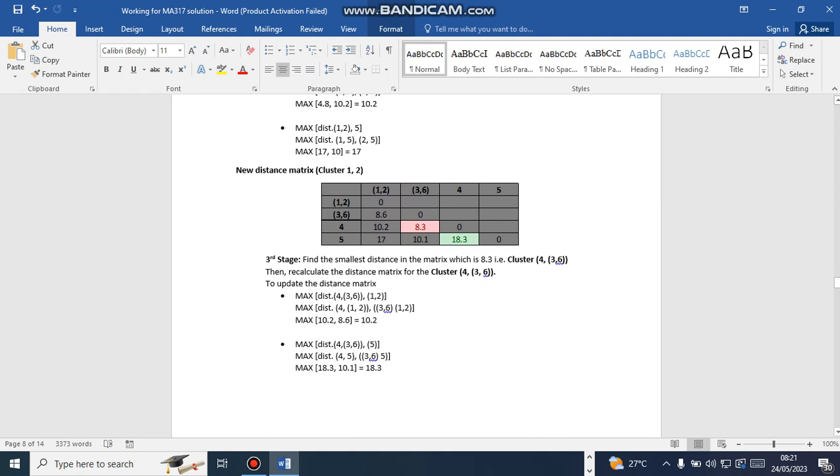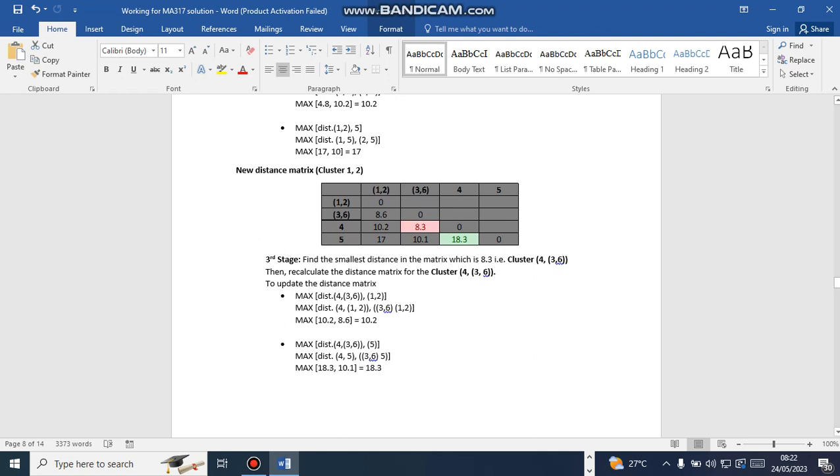From there, you are not going to deal with 3 and 6 and 4 anymore. You are going to deal with 1 and 2, and 5. We check the maximum distance between 4, 3 and 6 and cluster 1 and 2. Taking 1 and 2 to 4 and taking 1 and 2 to 3 and 6, which is now one entity, you have 10.2 and 8.6.